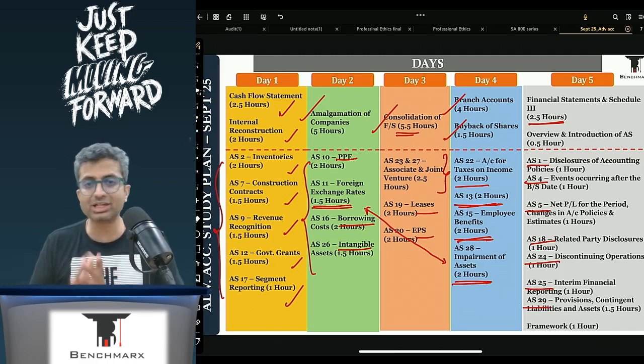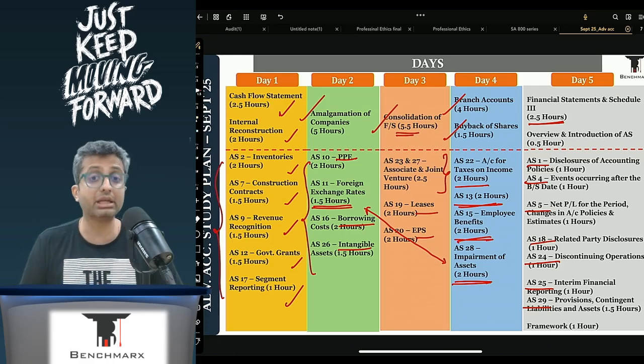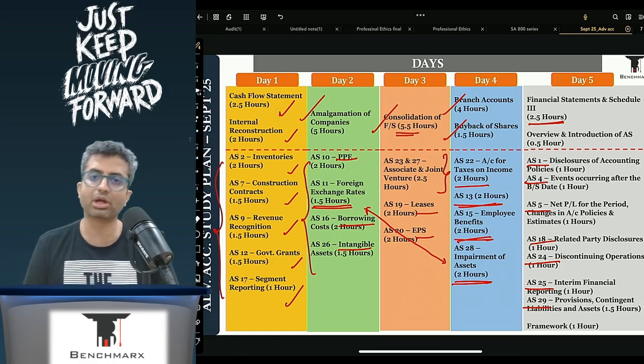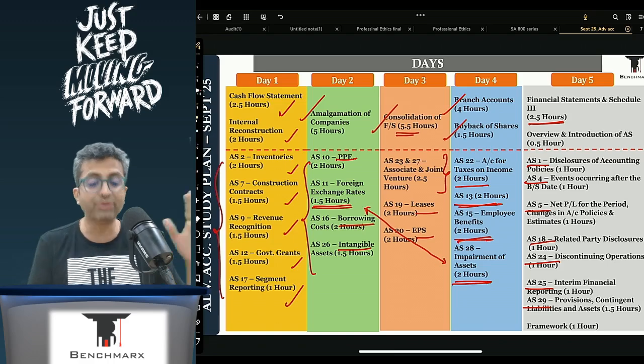Other standards like AS1, AS4, AS5, AS18, 24, usually 25, 29, and framework, these are usually relatively faster to manage, and hence we have kept it on the last day. So if there is some shortage of time, you can push the pedal. In any case, you have the buffer. So other than that, the last two RTPs, if you can refer, nothing like it. Also try to review, go through.